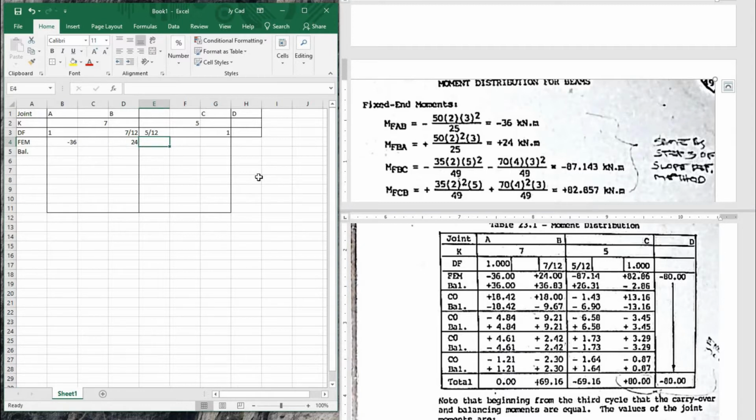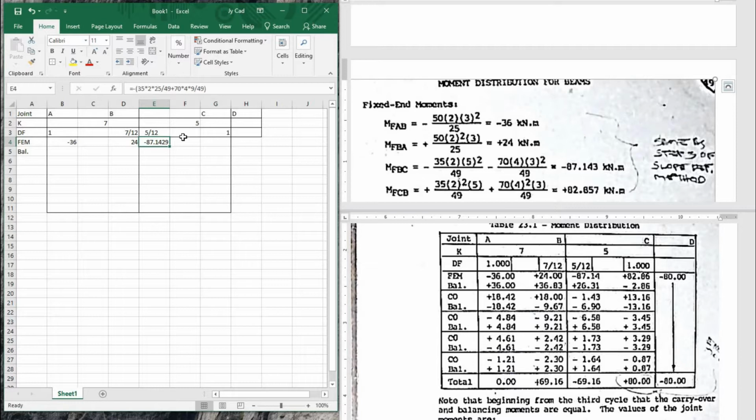Tapos, dito sa BC, yan na, negative 87.143. So, hindi mo ilalagay ang 87.143, but instead, you have to write down the whole equation. So, equal sign 35 times 2 times 25 divided by 49 plus 70 times 4 times 9 divided by 49, and lagyan ko lang ng negative, tapos parenthesis ko lang yan.